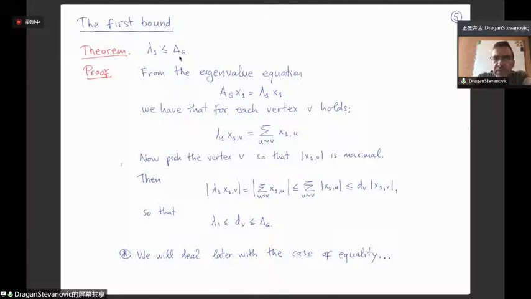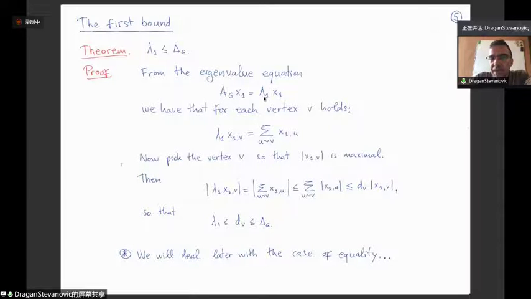At the moment, we just prove the bound, and we will deal later with the case of equality, because in order to characterize equality, we need some further results. But we can see this bound already from the spectral decomposition. So what do we need to do it here?